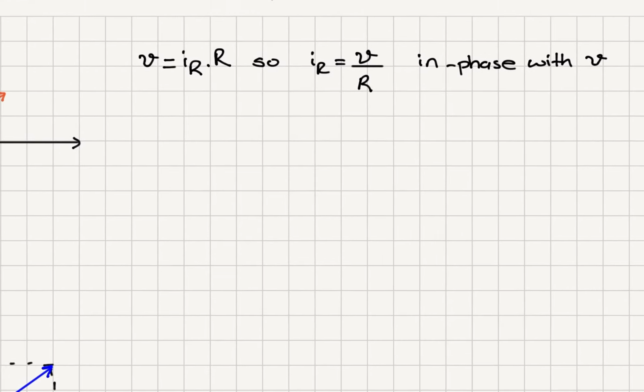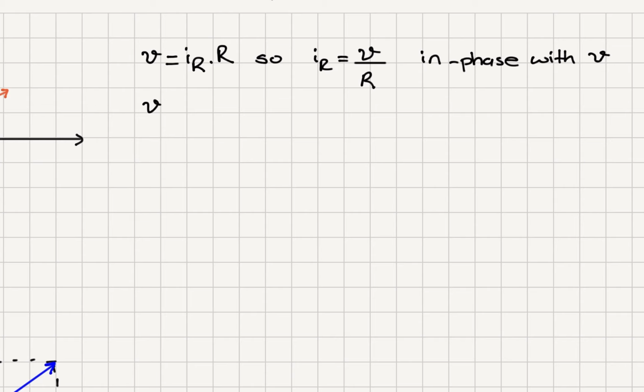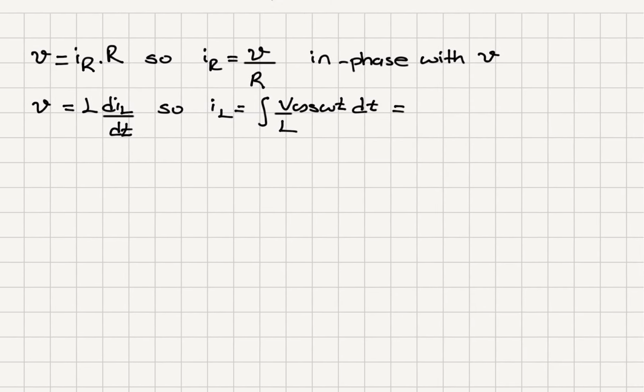On the other hand, this voltage V is equal to L dI sub L dt. It's the voltage across the inductor. So I can see that I sub L is the integral of capital V cosine omega t over L dt. And this integral gives me capital V over omega L sine omega t.